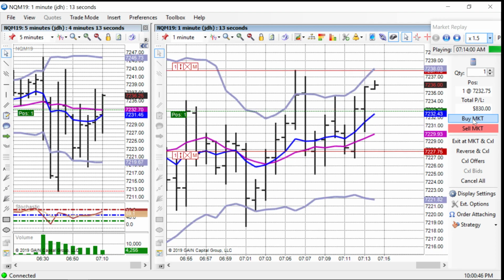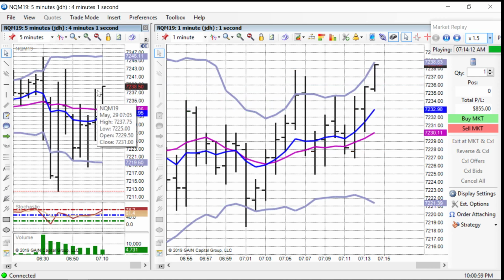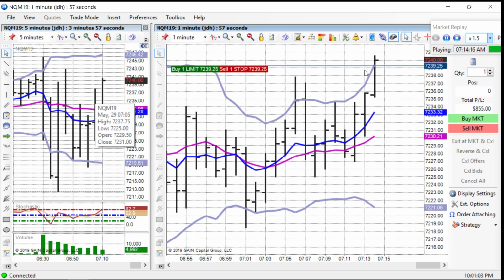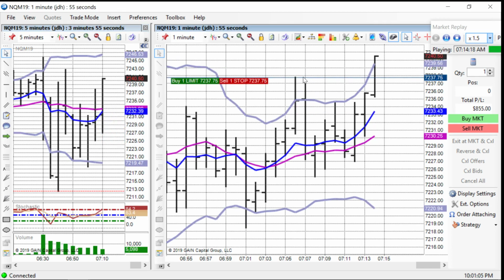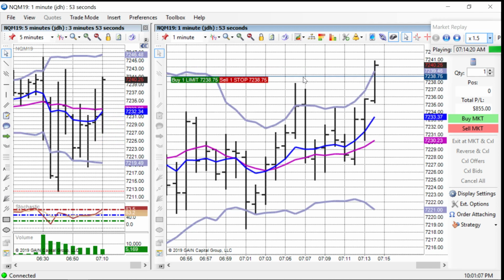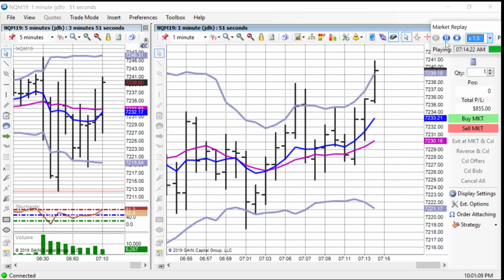But you see, we got the direction correct here, and it's right at the resistance where the target is, and it's also right at the high of that previous price bar on the 5-minute chart. It just broke through that high, broke through the resistance here. So that is a very good signal.